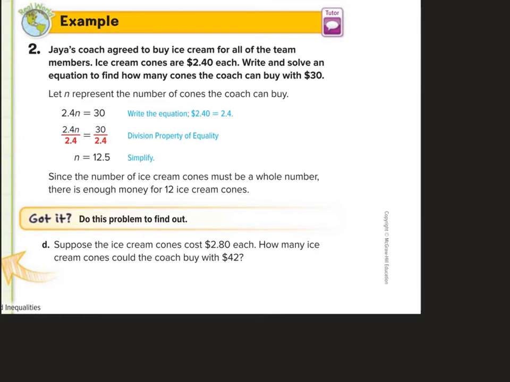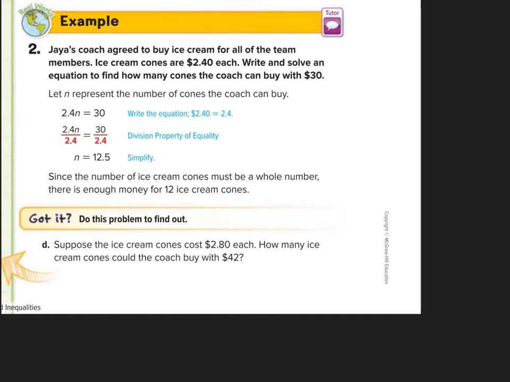So Jaya's coach agreed to buy ice cream for all the team members. Ice cream cones are $2.40 each. Write and solve an equation to find how many cones the coach can buy with $30. Let n represent the number of cones the coach can buy. So the number of cones times $2.40 is equal to 30.